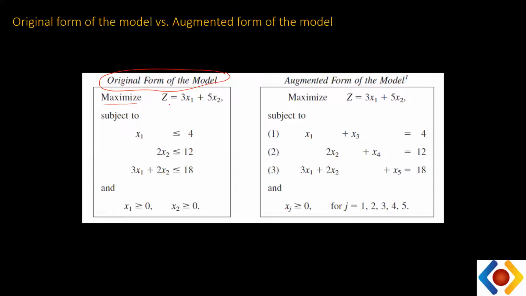Maximize this function, 3x1 plus 5x2, subject to these conditions. We call these conditions functional constraints, and they were all inequalities, plus the non-negativity constraint. Now we converted these inequalities into equations, and this form is called the augmented form of the model. Augmented is modified; basically, we modified it with some additional variables.